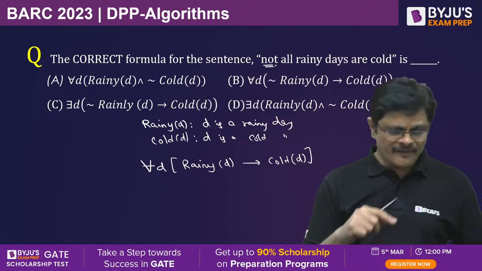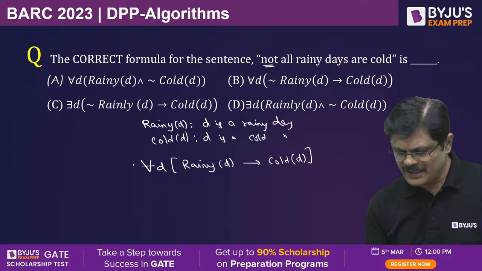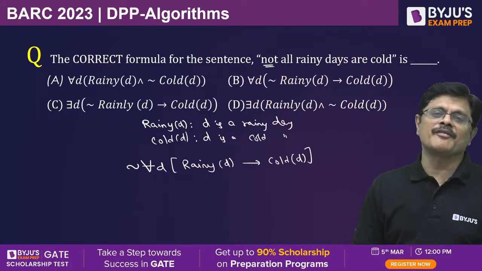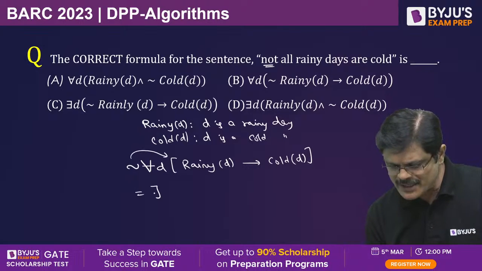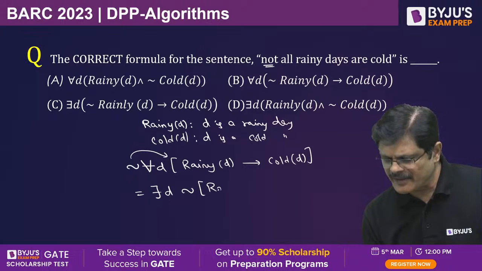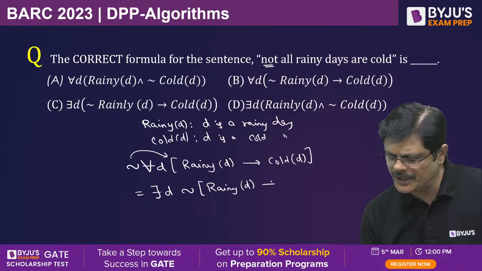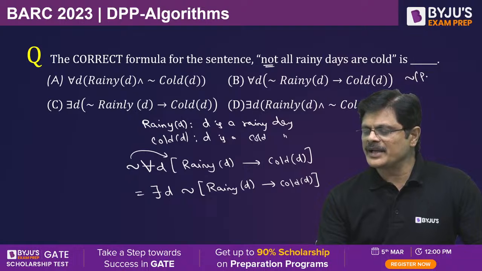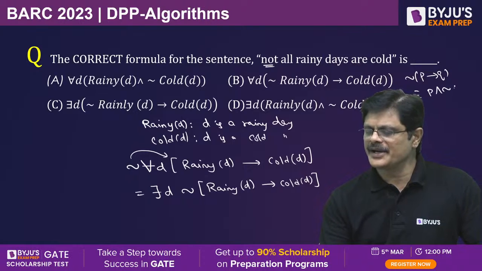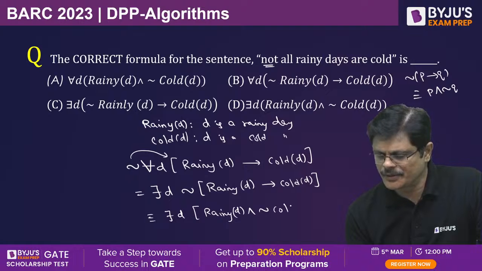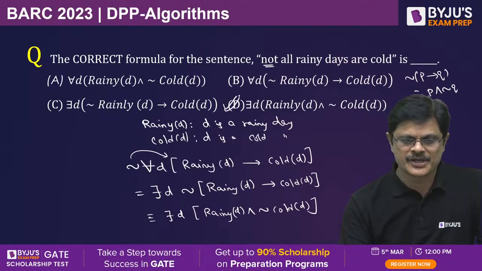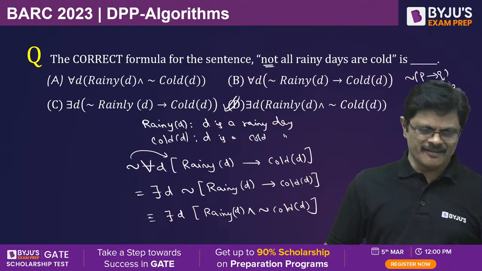Here negation is for the quantifier. Very good, Shyam. Negation is for the quantifier. So this is the equivalent form. But this is not available. Then we write the negation inside. We take negation inside. So for all changes to there exists, it becomes negation of rainy day implies cold day. Now you all know that negation of P implies Q is equivalent to P and negation Q. So this can be written as there is a D, rainy D, and negation cold D, which is option D, my dear friends.